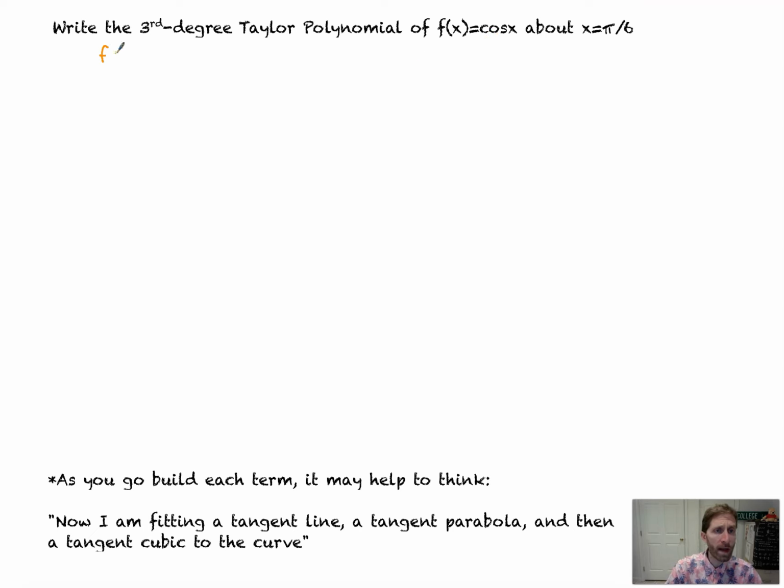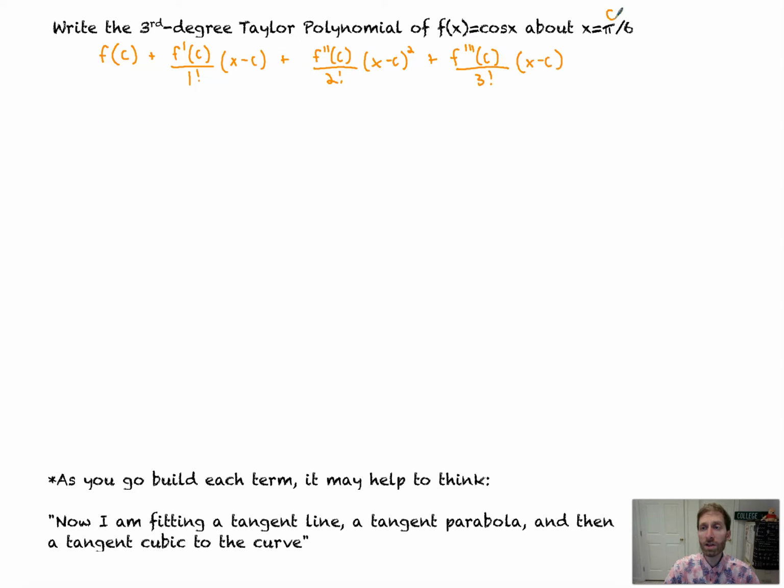So what I like to do is expand out the general form. That's going to be f of c, which would be f of pi over 6 in this case, plus f prime of c, all over 1 factorial, times x minus c, plus f double prime of c, all over 2 factorial, times x minus c to the second, plus we want the third degree, so I'll go out to f triple prime at c, all over 3 factorial times x minus c. So this is your c value. So we're literally going to do f of pi over 6, f prime of pi over 6, x minus pi over 6, f double prime of pi over 6, x minus pi over 6, and so on and so forth.